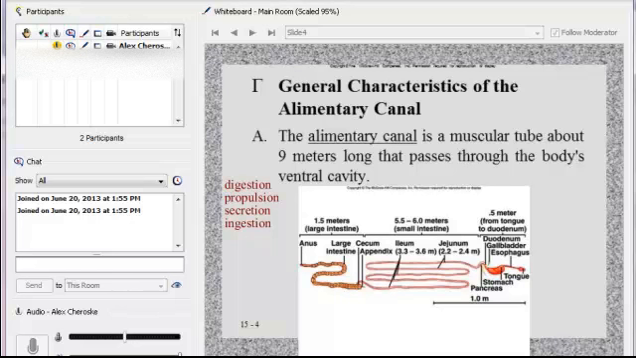Okay. So, anyway, ingestion occurs at only one place normally. And so, in some of these cases, the functions are only going to occur at distinct areas as well.